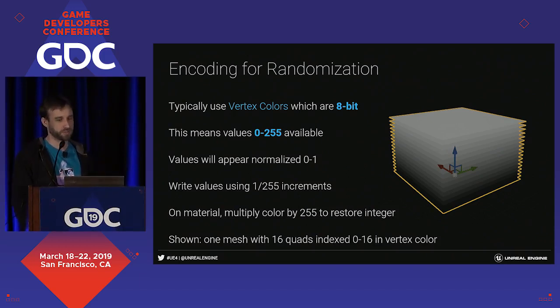So you actually have to know how to encode and decode that if you want to have access to each discrete integer value. If you just start writing random noise, say from a script, chances are you might write double values or something like that. So what you want to write is values in 1 out of 255 increments. You could literally write the math for 1 out of 255 and then put that in as a color. To read it back, you multiply the color by 255, and that restores the integer that you had. The way this is demonstrated here is we have a static mesh with 16 quads, and each one has a different integer for the vertex red color value.